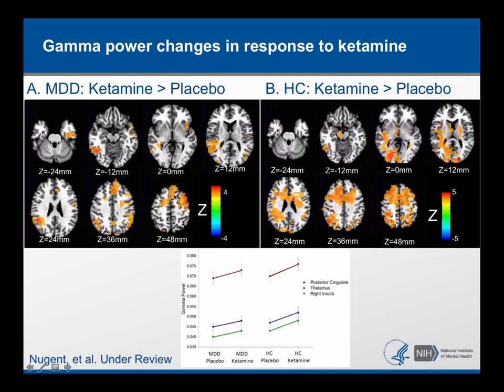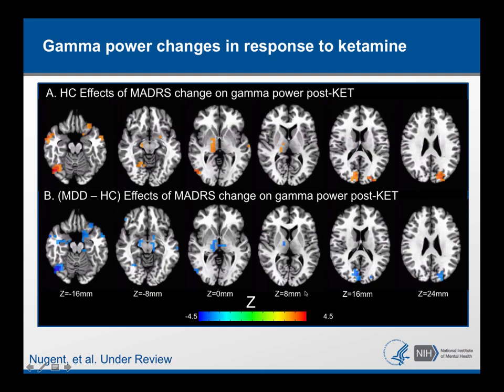localized to regions within the default mode network, and very nicely localized to areas within the central executive network. This is just a few regions showing that both the healthy controls and the depressed subjects actually show robust increases in gamma power in response to ketamine. Interestingly, when we looked at the gamma power response and the MADRS response, or the antidepressant response, we found that the change in their depression rating scores was actually only associated with their gamma power in the healthy controls, in the thalamus and cuneus in particular.